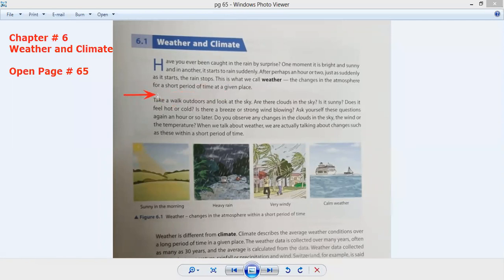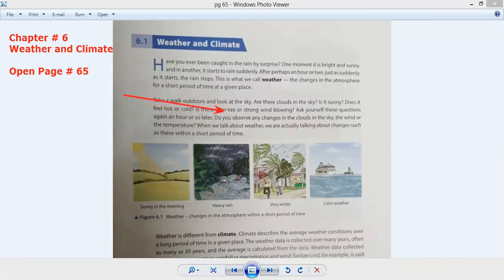So take a walk outdoors and look at the sky. Are there clouds in the sky? Is it sunny? Does it feel hot or cold? Is there a breeze or a strong wind blowing? Ask yourself these questions again an hour or so later. Do you observe any changes in the clouds, the sky, the wind, or the temperature? When we talk about weather, we are actually talking about changes within a short period of time.